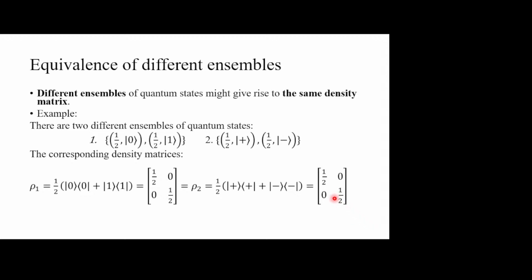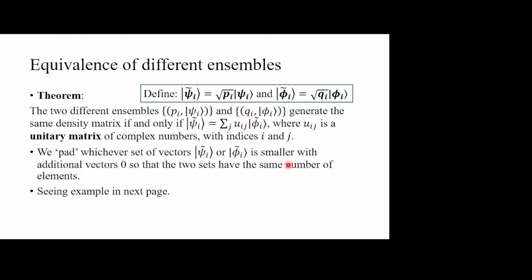And we actually have a theorem to give us a criterion for when two ensembles of quantum states give you the same density matrix. The criterion is this: two different ensembles, p_i and psi_i, and q_i and phi_i, give you the same density matrix if and only if they can be related by a unitary matrix.